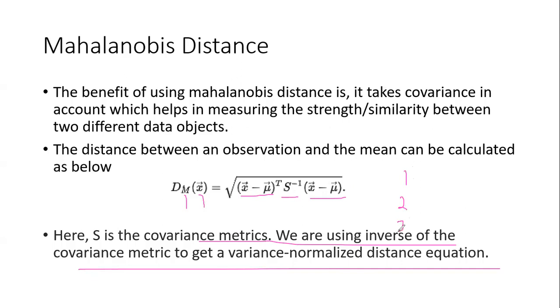So let's say this is the difference. This is the difference, so this is X minus mu. So this is transpose. I put that in the column and I put that in the row again, which is the normal way. So 1 into 1 plus 2 into 2 plus 3 into 3, that is the dot product. And I multiply that by the covariance matrix.